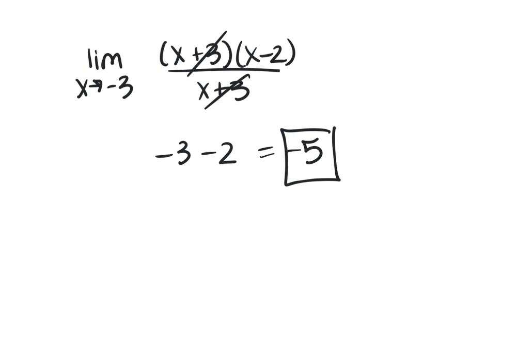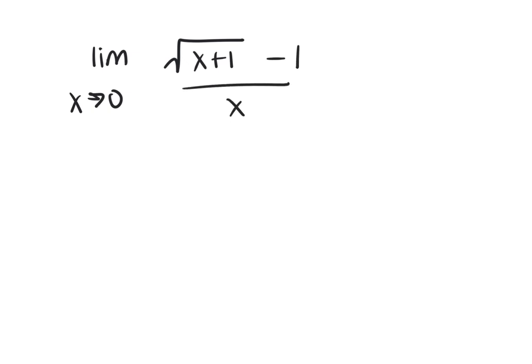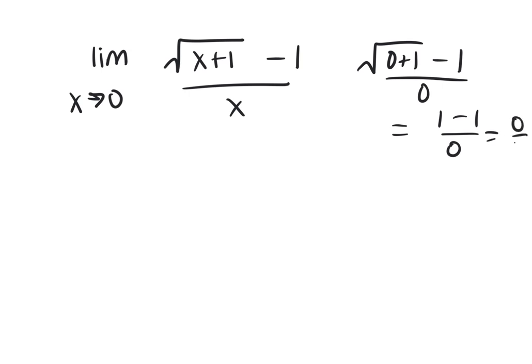But then there's this other case where we have a square root, and so it's not quite like factoring. So let me take a look at one of those. If we do the limit as x approaches 0 of the square root of x plus 1 minus 1 over x, first thing, we try to plug in 0. Square root of 0 plus 1 minus 1 over 0. We get 1 minus 1 over 0, which is 0 over 0. Again, that is indeterminate, so there probably is a value, but we just don't know it yet.